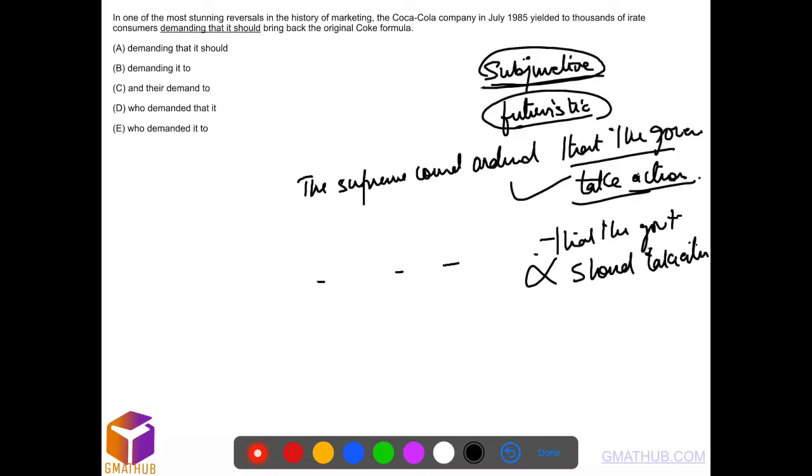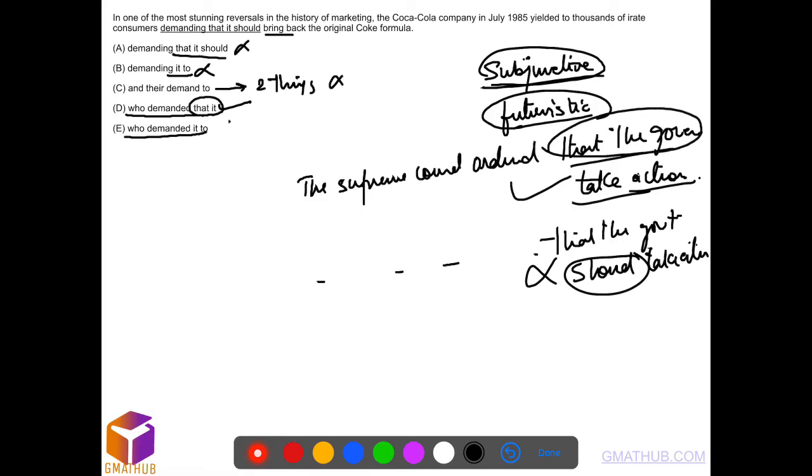Okay, so who demanded that it bring back the original Coke formula? This is the right usage. Let's see others. That it should, we've already seen, this is wrong. Demanding it to, wrong. And their demand to. Now this gives a feeling that the company is yielding to the consumers and their demand. It's not like that. The company is not yielding to two things. No. Who demanded it to? No. That it is the right usage. So this is the right answer.